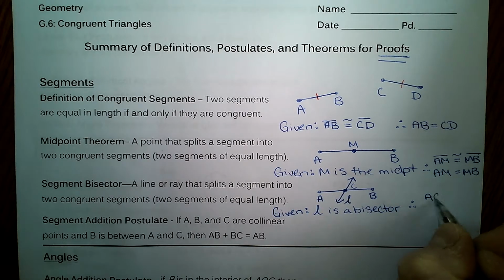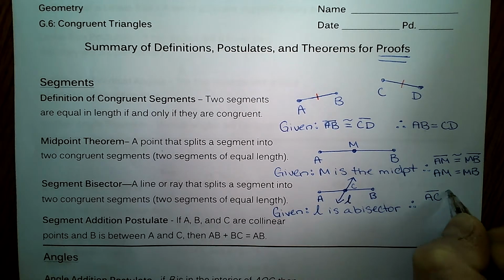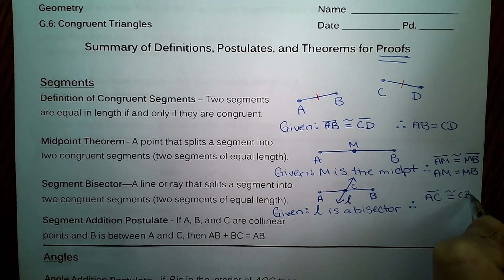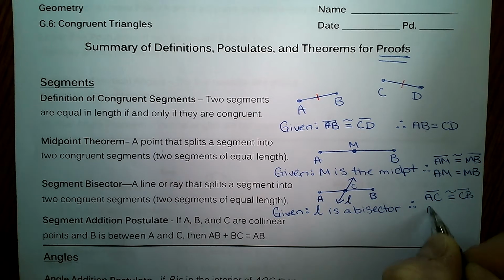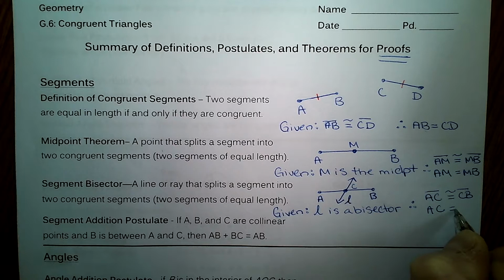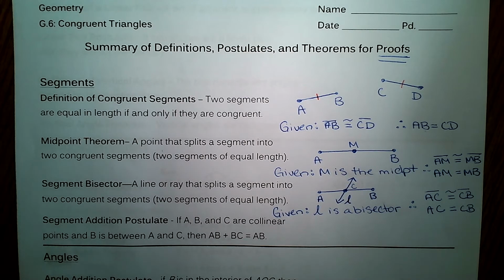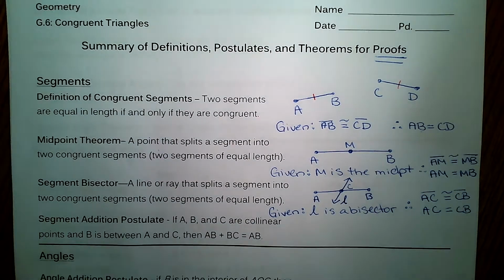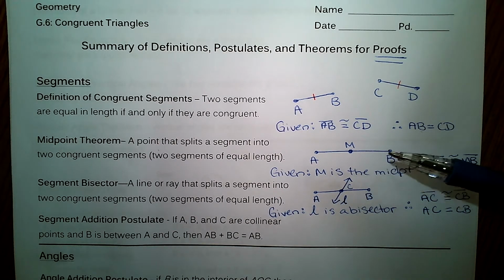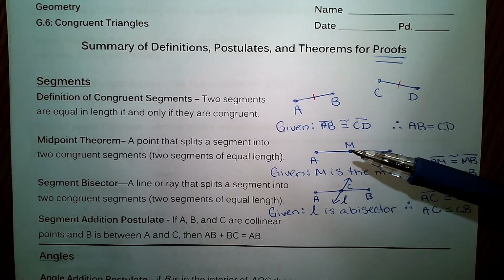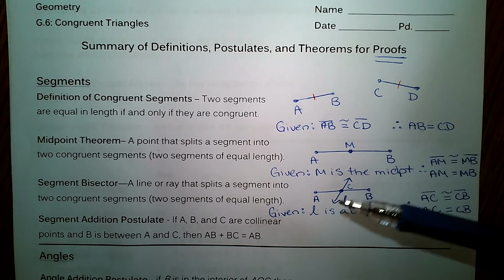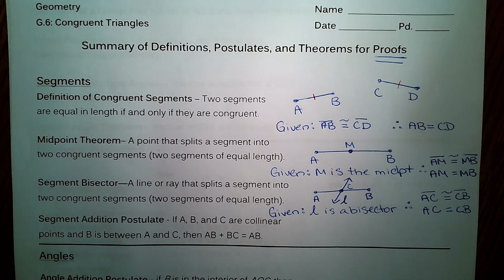So I would know that AC is congruent to CB, or I would know that AC is equal to CB, depending on what I needed. So you see that segment bisector and midpoint theorem are very, very similar. Just depends on the words that are used. They're either naming a midpoint or they're naming something that builds a bisector.